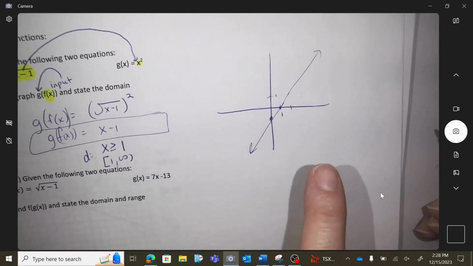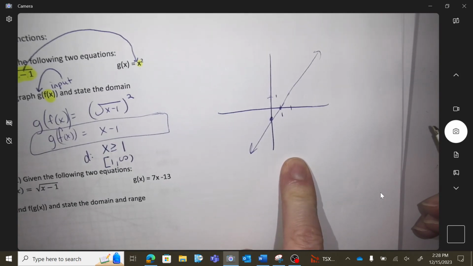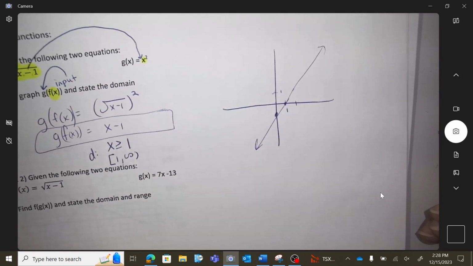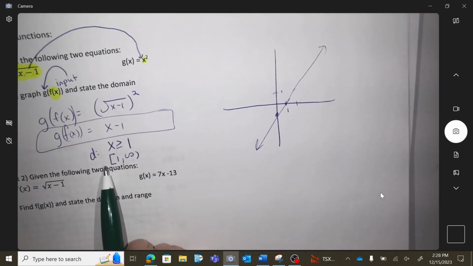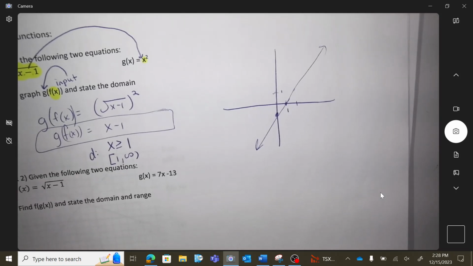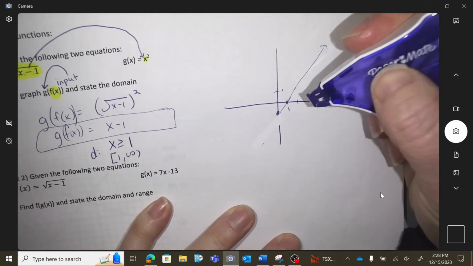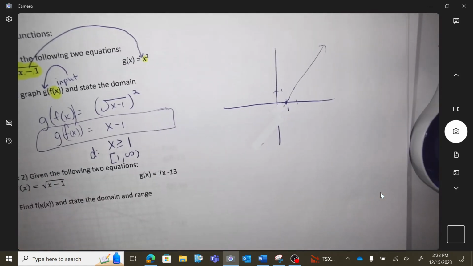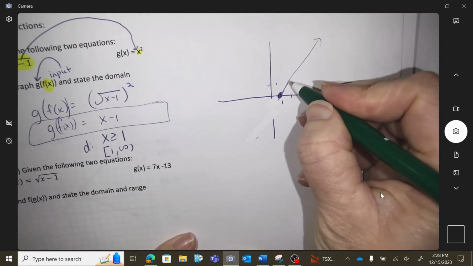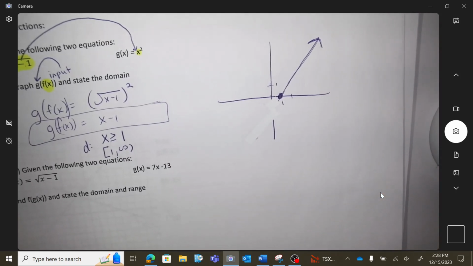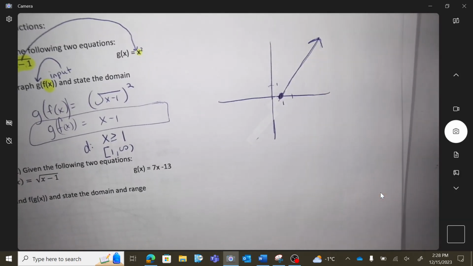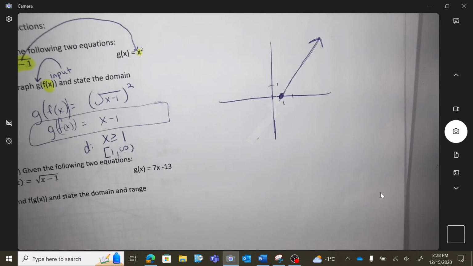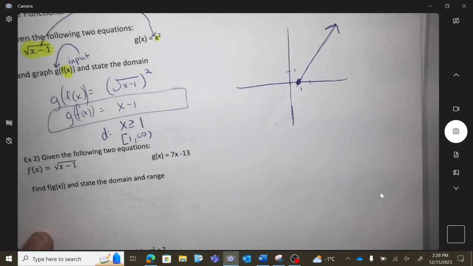But this would be wrong. It's great, it is this, but what did you just tell me about this domain? You can't do the whole line, you have to stop. So, therefore, I can only do that part of the line from 1 and beyond. Does that make sense? I'm connecting a bunch of stuff together here.